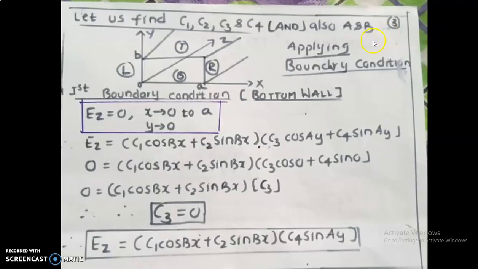Now let us define this rectangular waveguide in a proper manner. What I mean to say is that for me this is the topmost layer, and this is the bottom layer. This is the left layer and this is the right layer. So a rectangular waveguide has four sides, which we can assume as top, bottom, left and right.